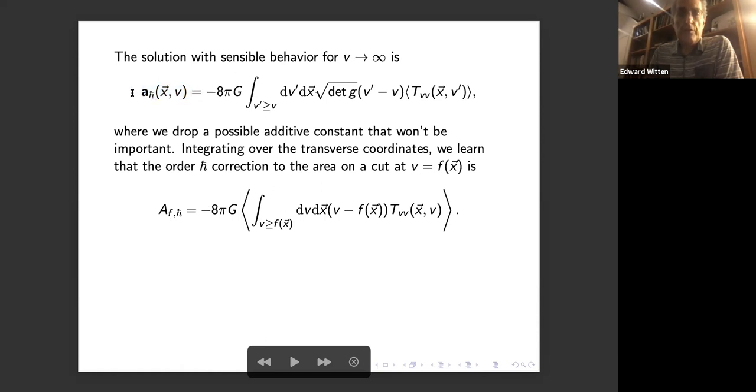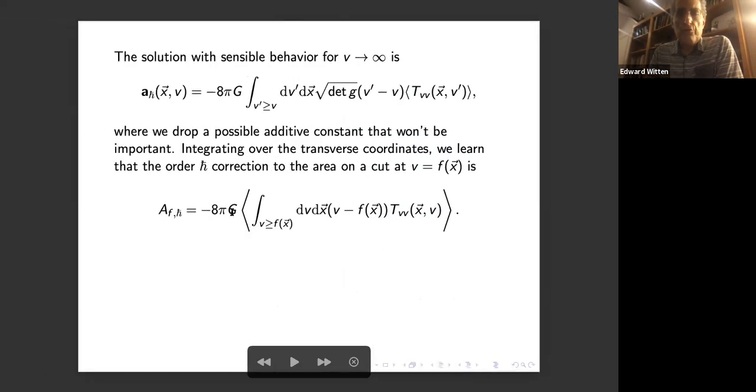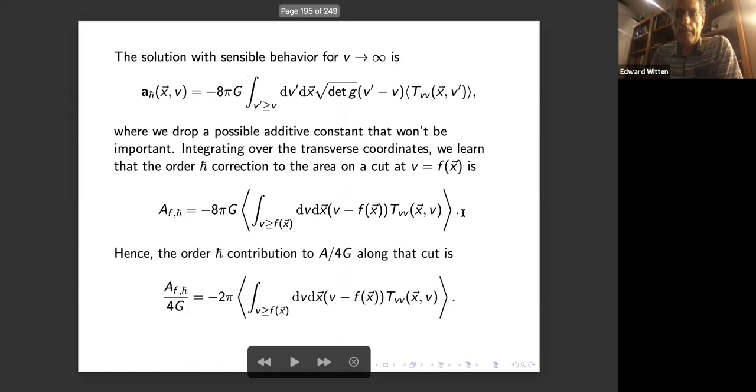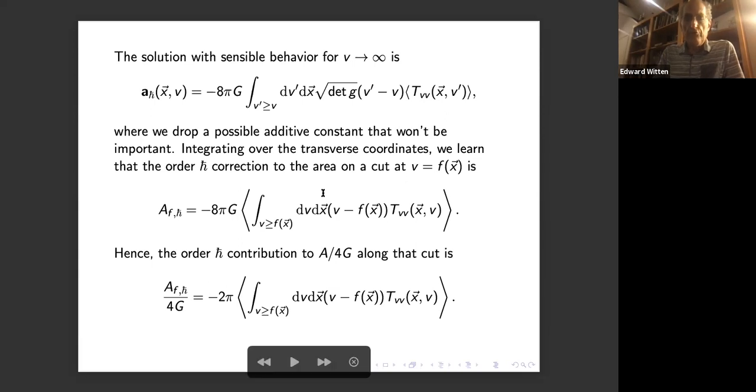So from this formula here, we learned that this is the order h bar correction to the area. So the order h bar correction to the black hole entropy A over 4G is just minus 2 pi times this nice integral to the future of the cut.